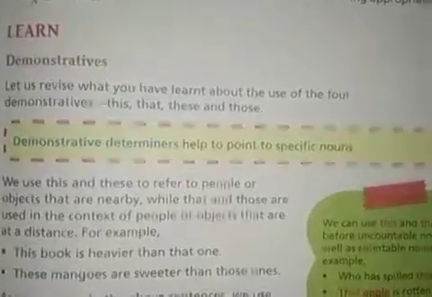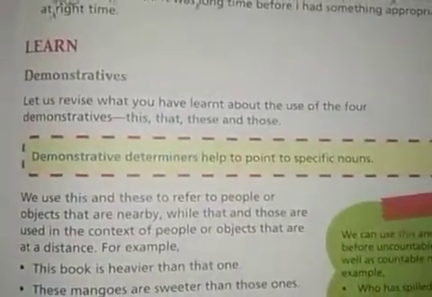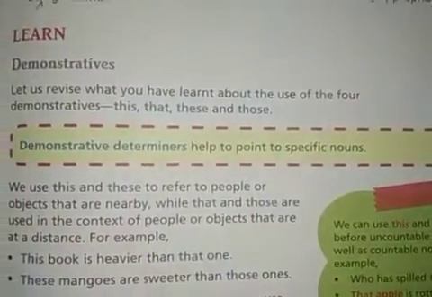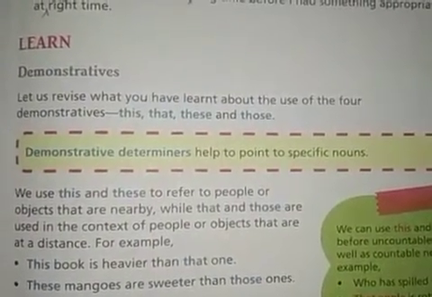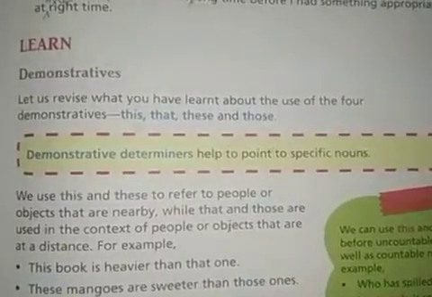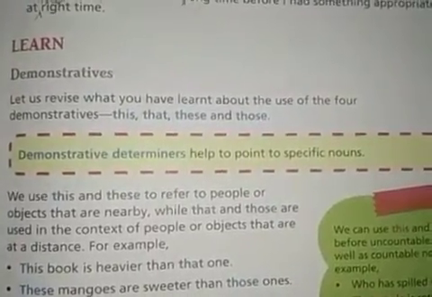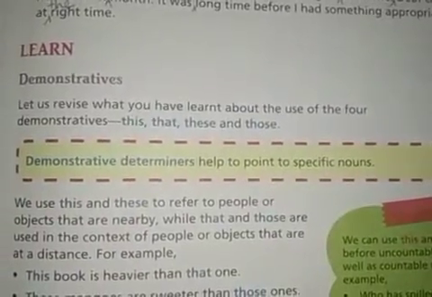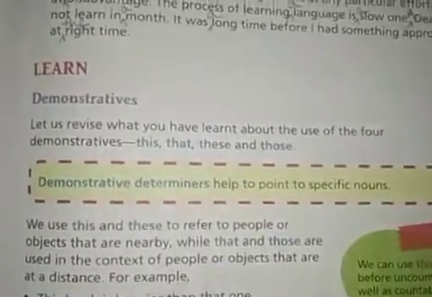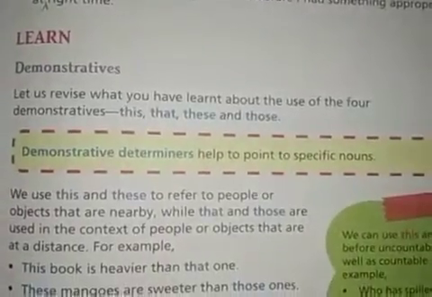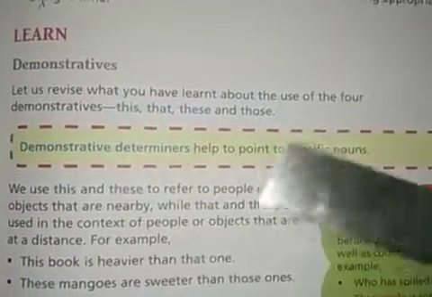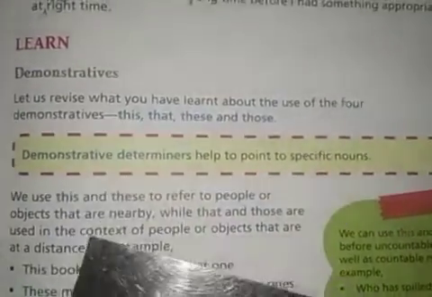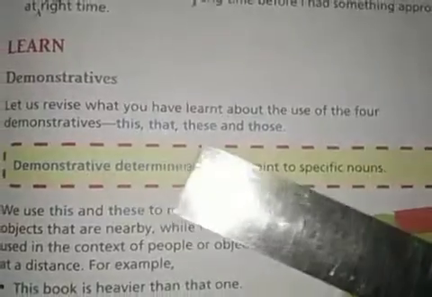Good morning, students. In the last class, we started the chapter Determiners and we discussed the definition and also the different kinds of determiners. So first we discussed the first type, that is article, and now today we are going to start from the second type, that is demonstrative determiners. Okay, so let us revise what you have learned about the use of the four demonstratives. There are four demonstratives: this, that, these, those.